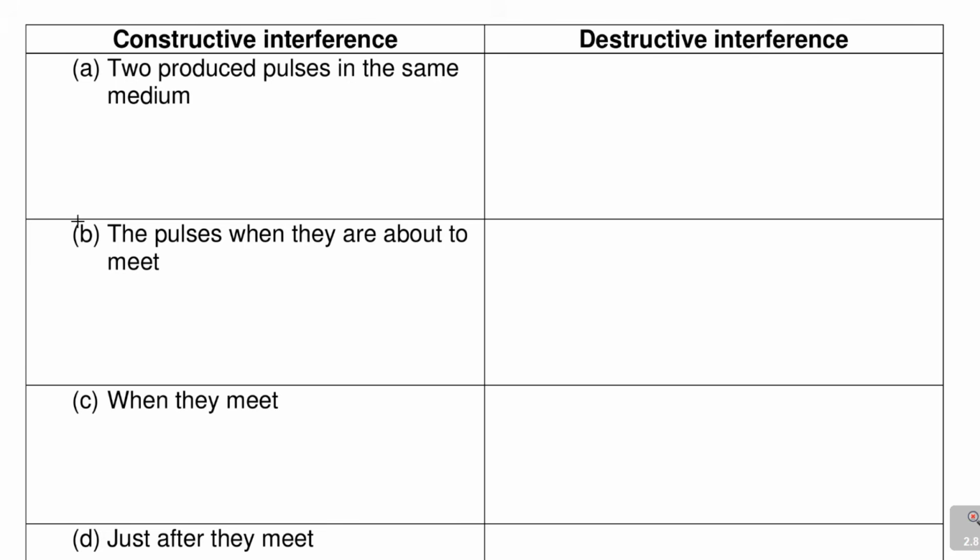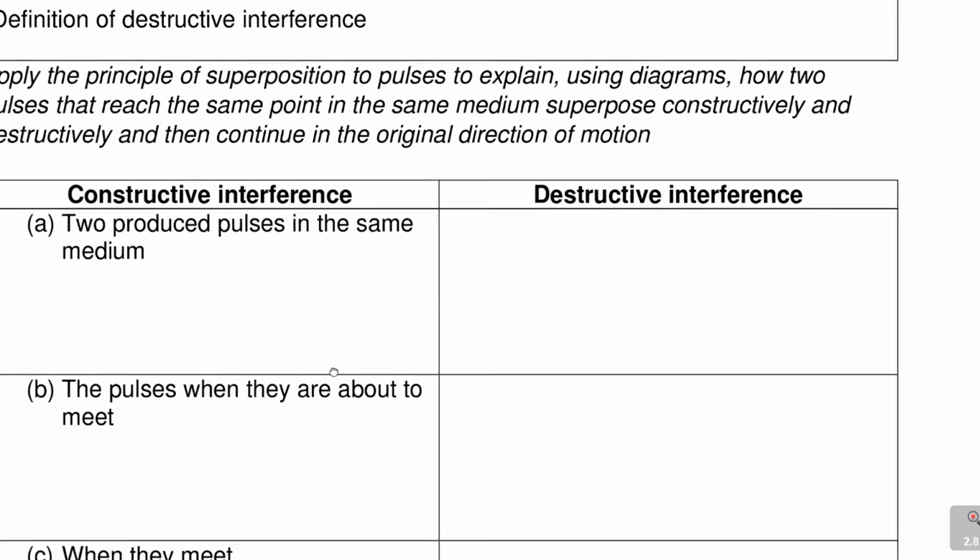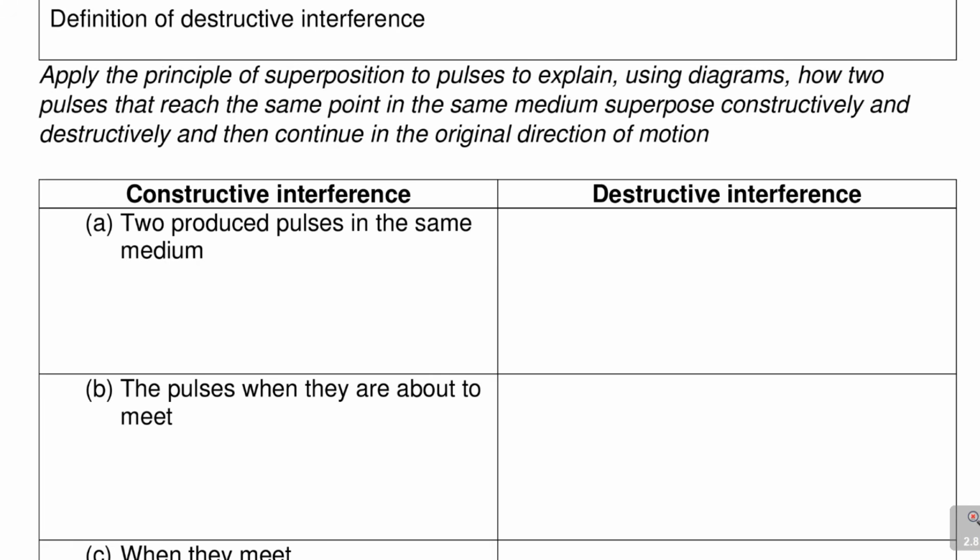Look at this. They are saying we have two pulses, and you need to explain the principle of superposition. Remember this principle, where pulses come together and they form a bigger pulse, or they destroy each other. We call that principle superposition. So we are explaining, using diagrams, how two pulses that reach the same point in the same medium superpose constructively. We will start with that, and then later destructively.